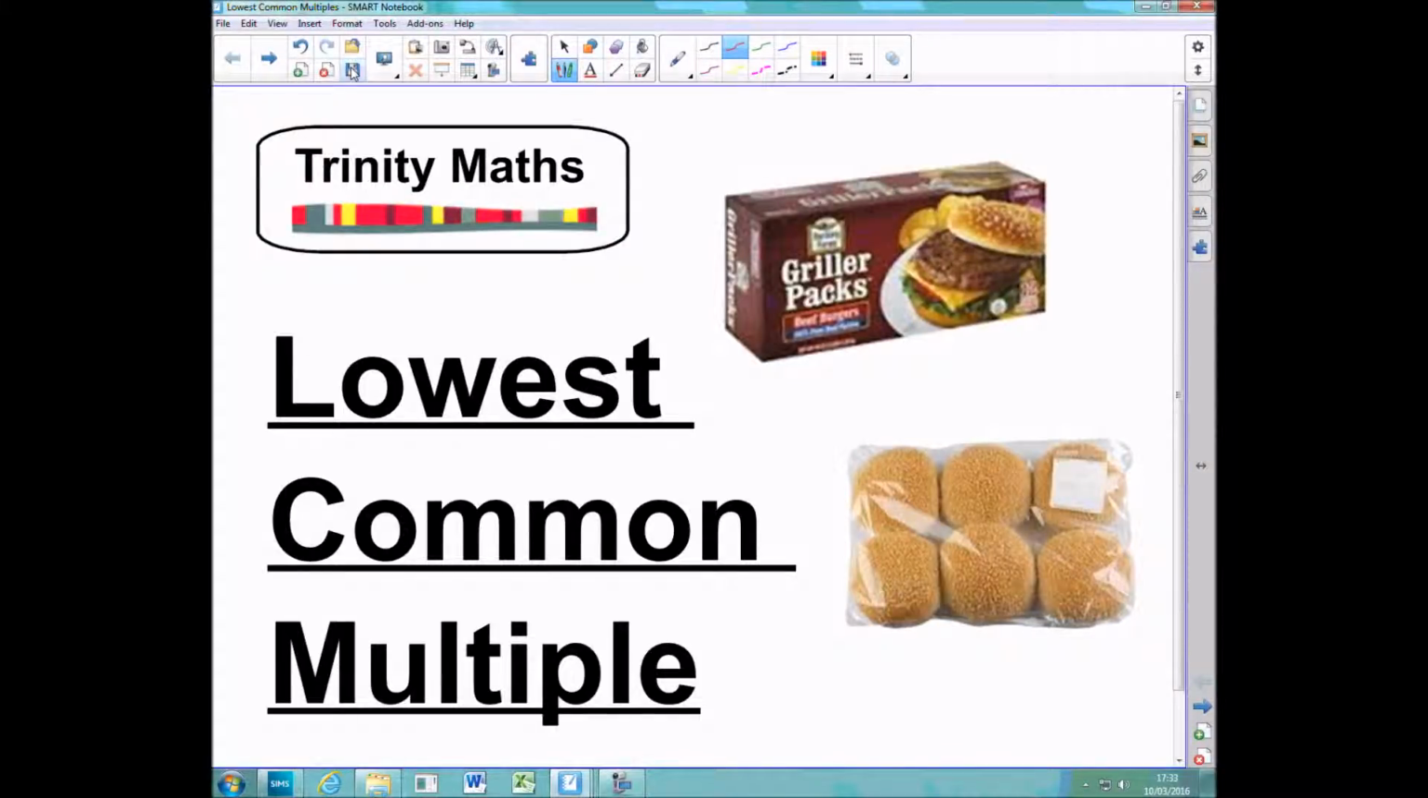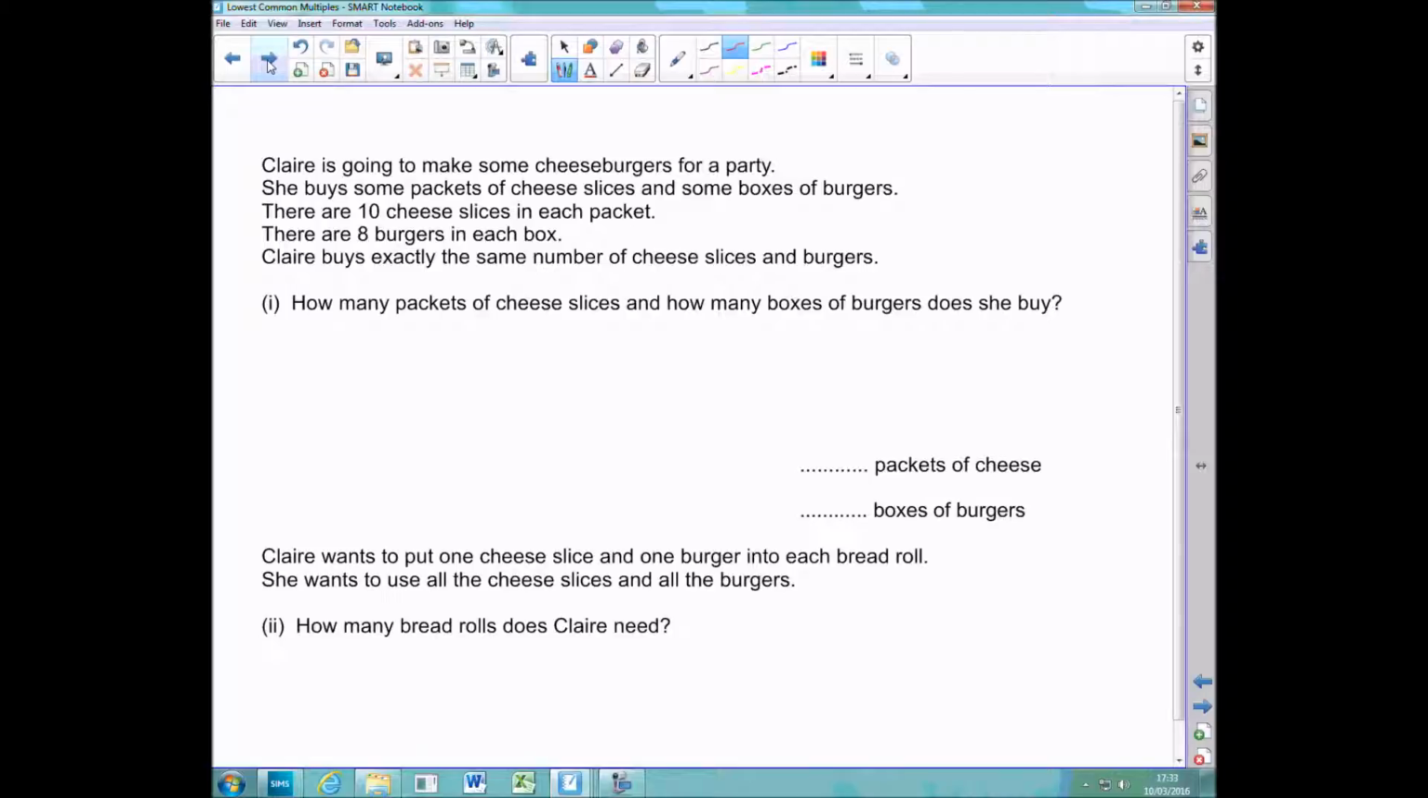So this video is going to be on the worded lowest common multiple questions that come up quite regularly on both the foundation and the higher paper. Looking at an example of these questions, we can see that it is quite wordy. So what we're going to do is read through once, and then read through again, picking out the key bits of information.